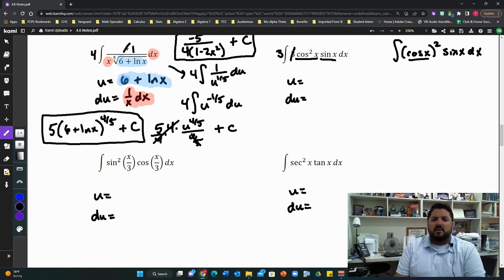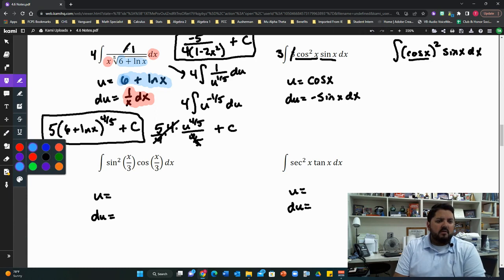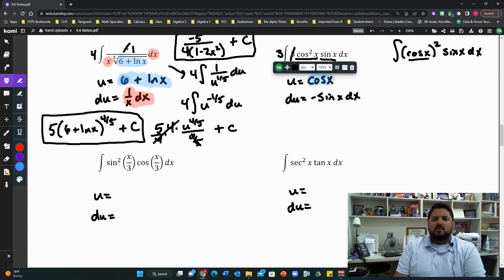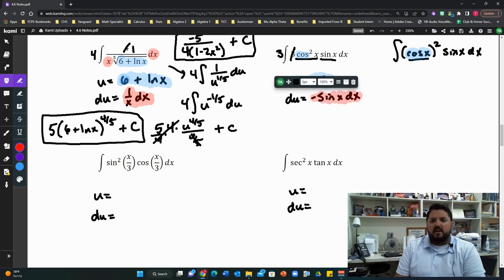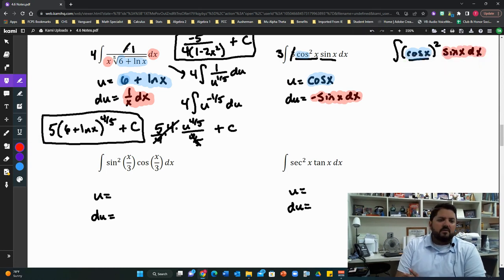But in this case, if I tried to let u be cosine of x, not squared, just regular cosine, then for du, I would need negative sine of x dx. So now if I tried to go through and do my highlighting routine here, u would be cosine, and actually let's use this form. So I can highlight cosine right here. Then for my du, I need a negative sine of x dx, so I need three pieces. Well, I have the sine of x dx right here, but I still need a negative. So we need to multiply by negative 1 out in front.